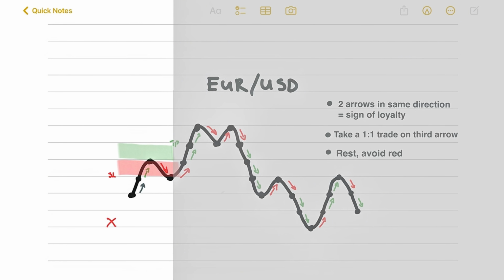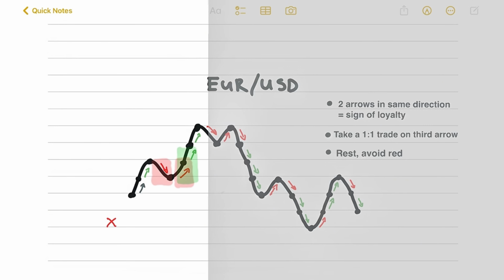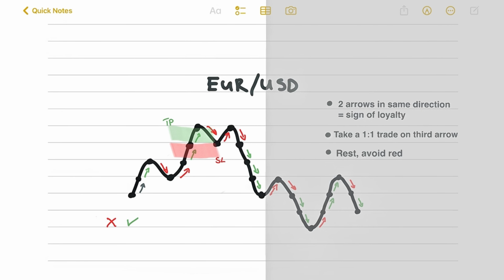All right, let's move. Here, the market rests. Therefore, we can look for more opportunities after this. So it's betrayal, betrayal, two arrows in the same direction. We take our trade here, our take profit, our stop loss, and let's see how this one plays out. We win this one. We win our first trade. The market here goes into a phase of betrayal, so it's resting.